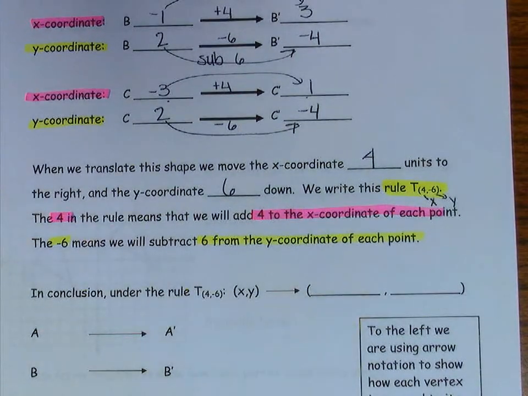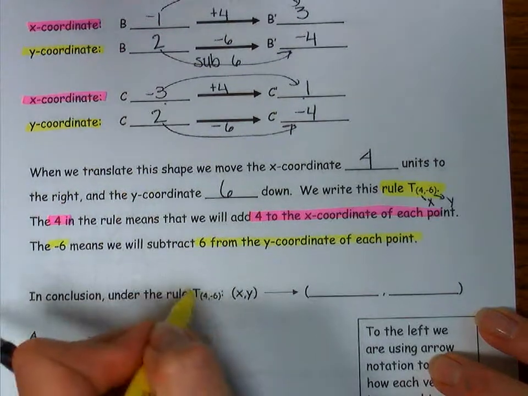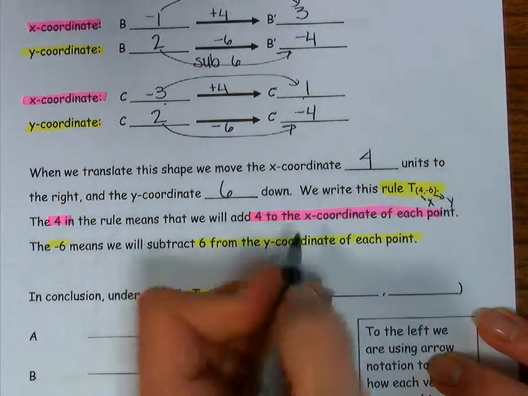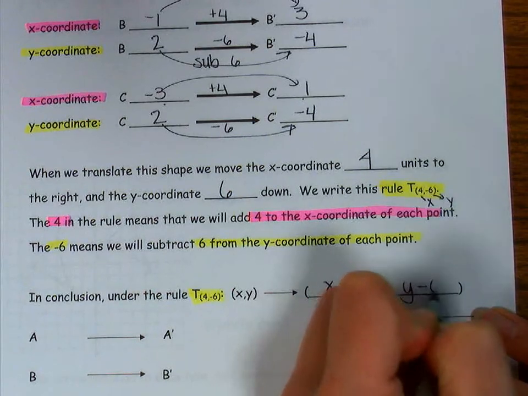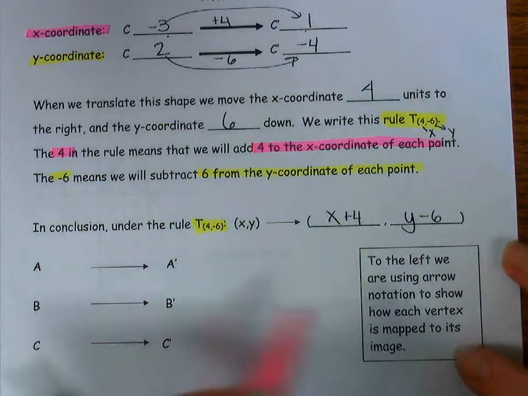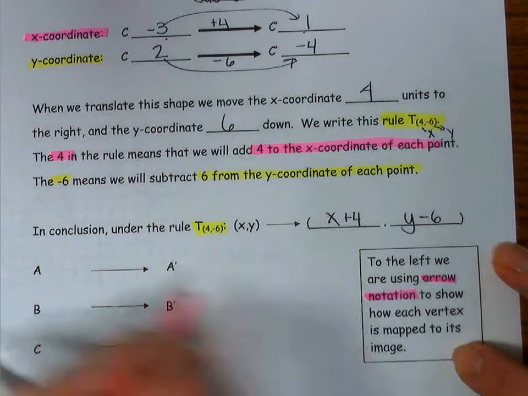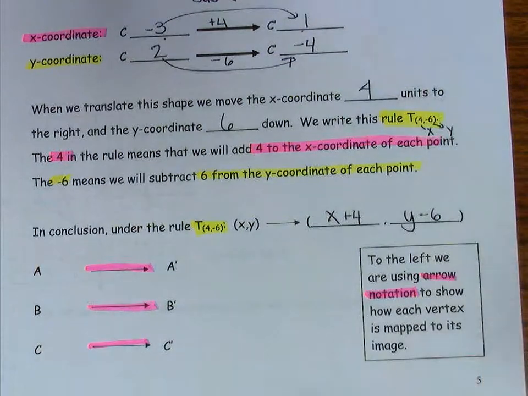So in conclusion, under the rule of T⟨4, -6⟩, I'm going to have x plus 4 and y minus 6. So now we're going to use something called arrow notation. So this right here, ladies and gentlemen, is called arrow notation. And it just shows us the mapping. It shows us what we're doing from one coordinate to get to the other coordinate.